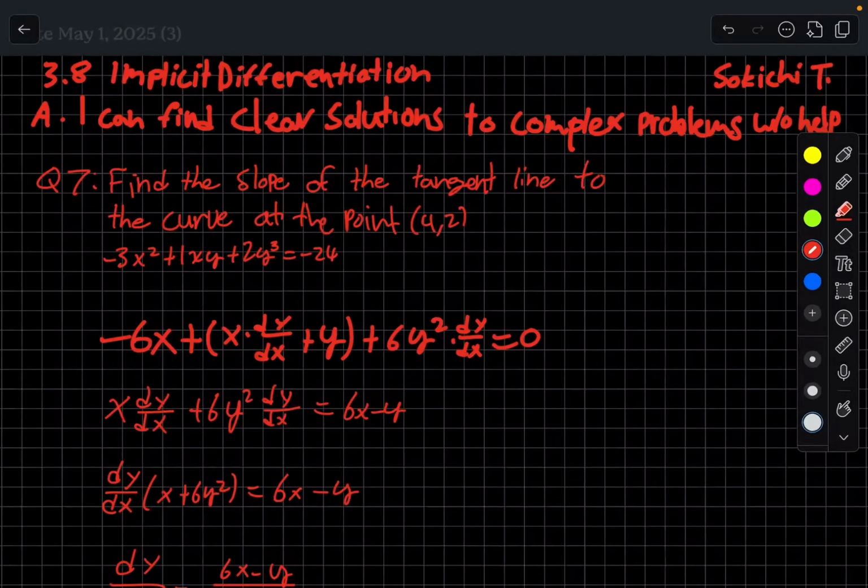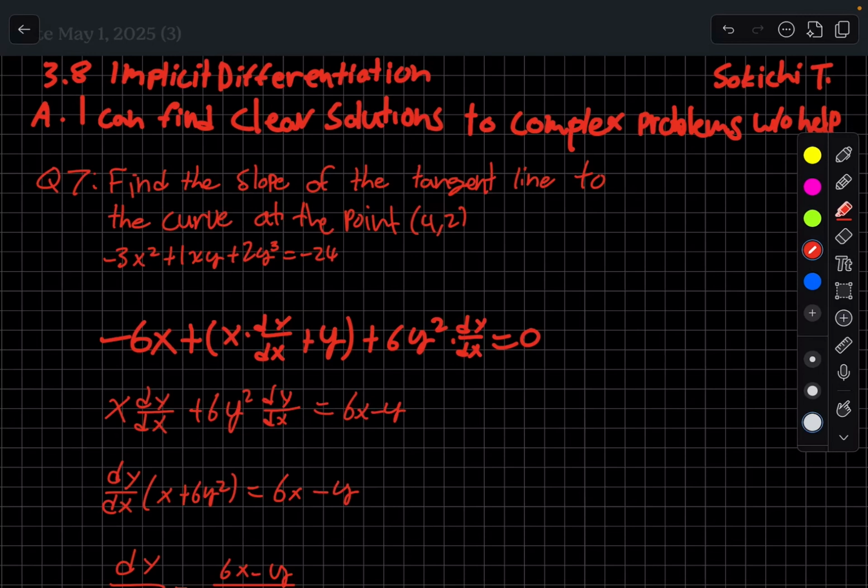Okay, so in this question, we're asked to find the slope of the tangent line to the curve at the point (4, 2). And the equation we're given is negative 3x squared plus 1xy plus 2y cubed equals negative 24. So I guess the first step is to find the derivative of each individual term.